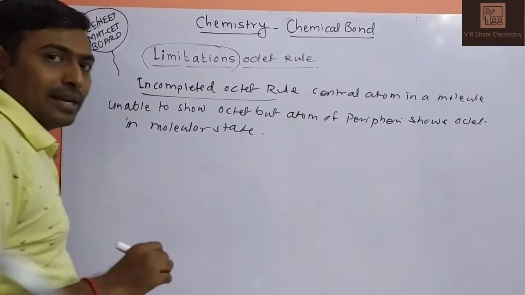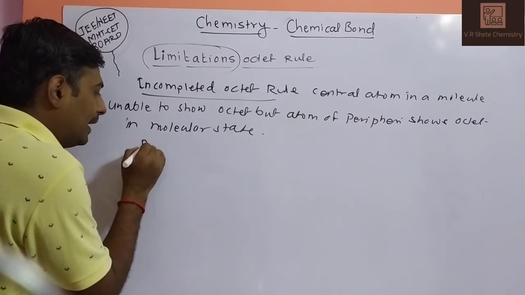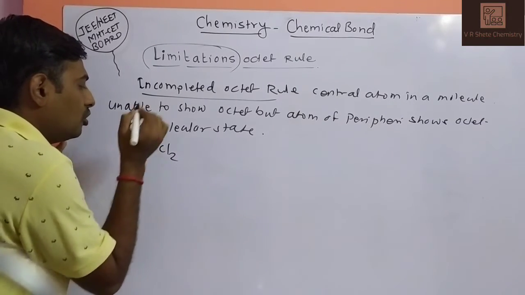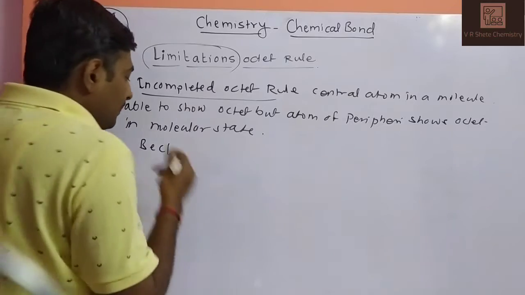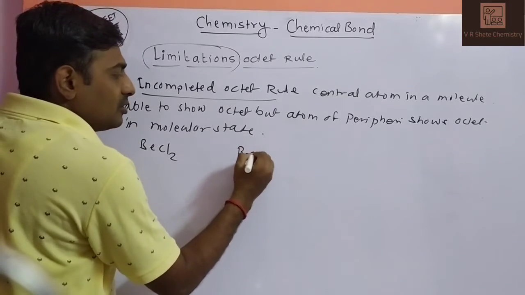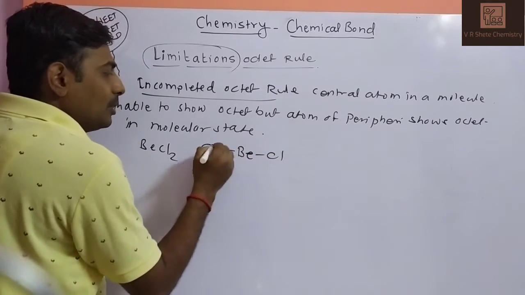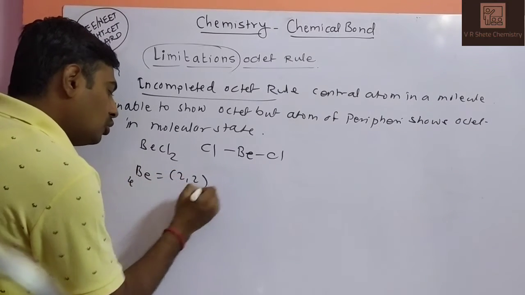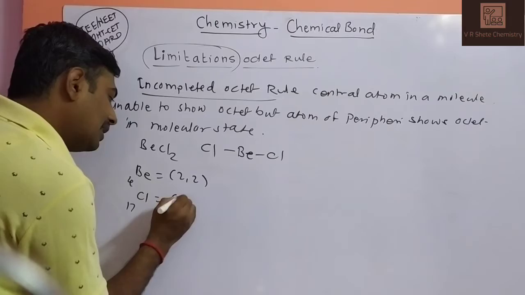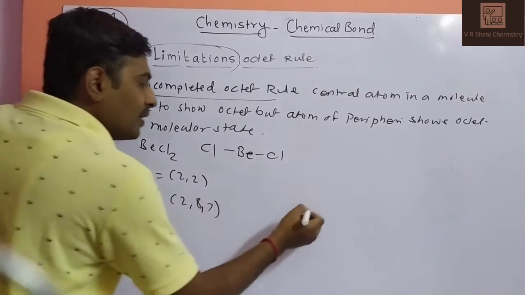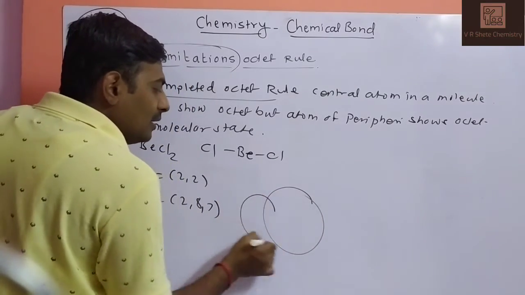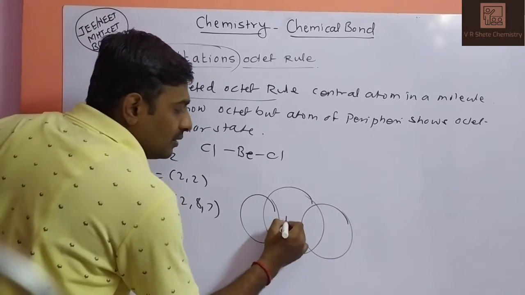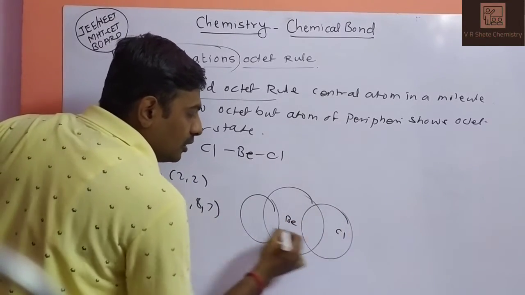So we will discuss an example. First example, beryllium chloride, BeCl2. We know how to draw the diagram. First of all, this is your structure. Beryllium chloride is a linear type of molecule. Beryllium atomic number 4, electronic configuration 2, 2, and chlorine atomic number 17, electronic configuration 2, 8, 7. Centrally beryllium, at the periphery chlorine orbitals. So beryllium, this is your chlorine, this is your chlorine.